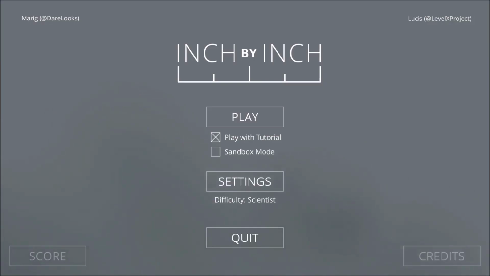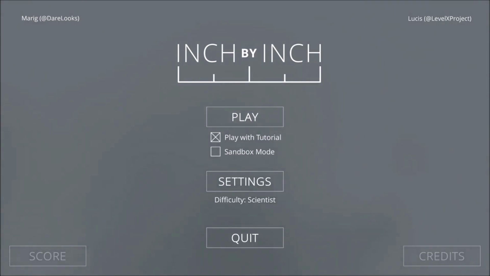Hey guys, Jimmy Vegas here, and today we are playing an indie game made in Unity called Inch by Inch. It's on itch.io. Don't exactly know a whole lot about it. It just kind of looks interesting, I think, by the front picture I've seen. All it says is, you are shrinking and must find the antidote.